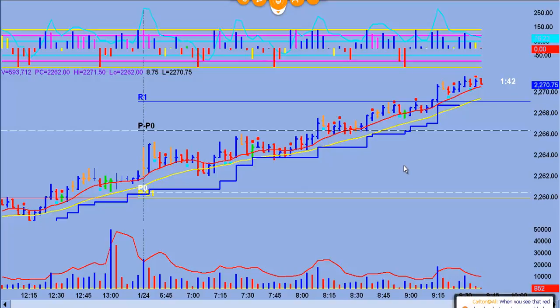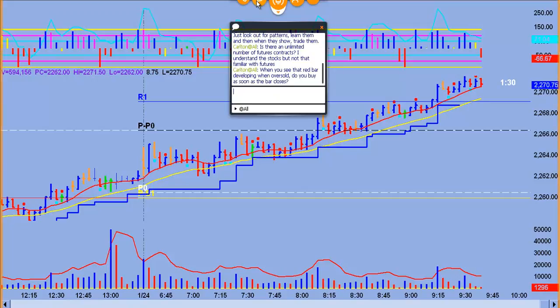When you see the red bar developing when oversold... this is the first time I'm using this software, and these questions don't stay long enough here. Oh, there they go. Okay, there's something that Johan, Carl, when you see here they are, we're learning as we're going along. And you see the red bar developing when oversold.